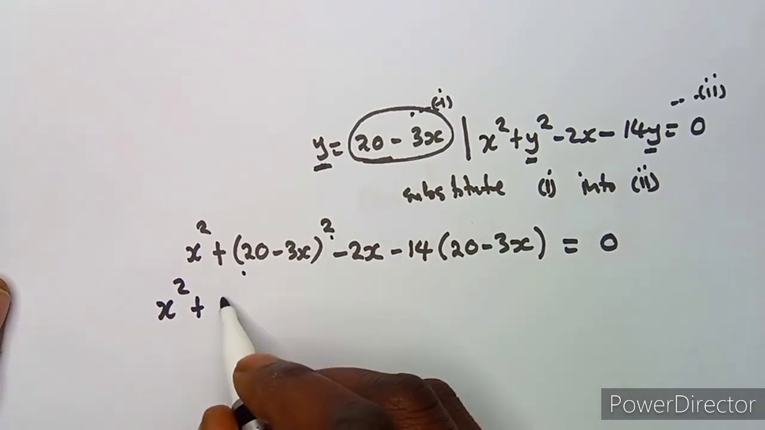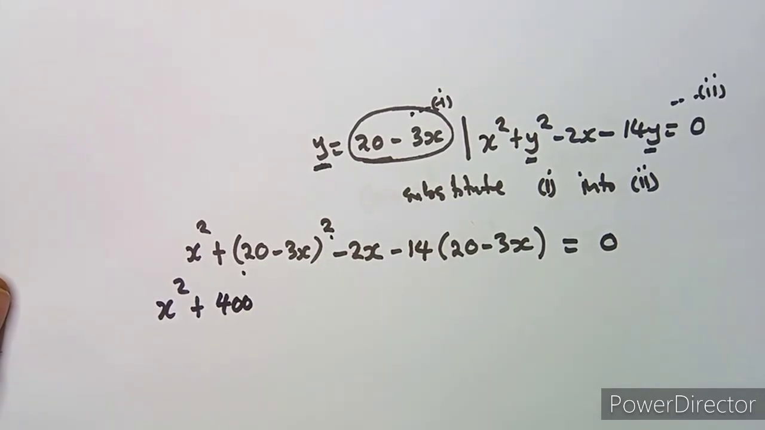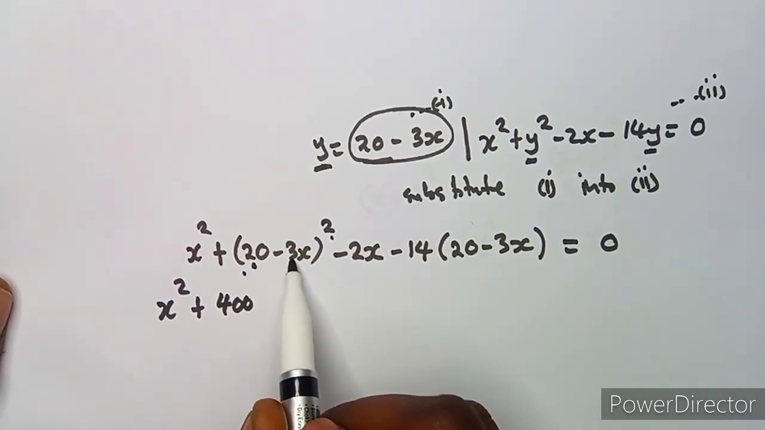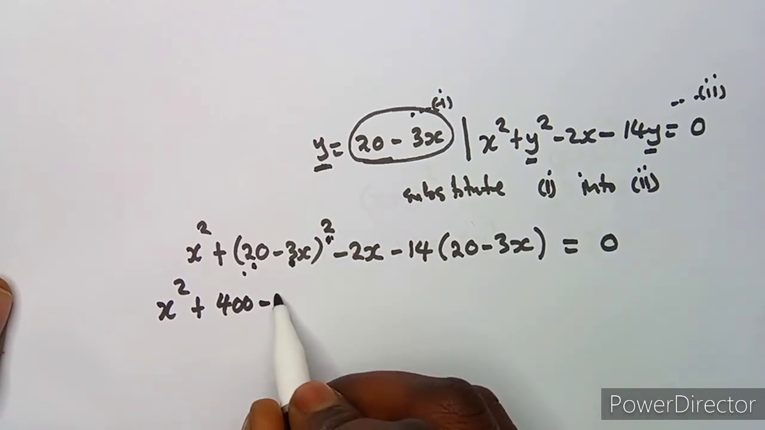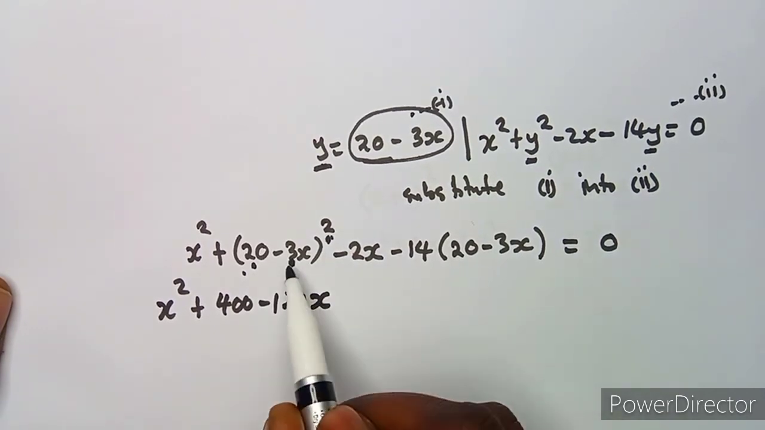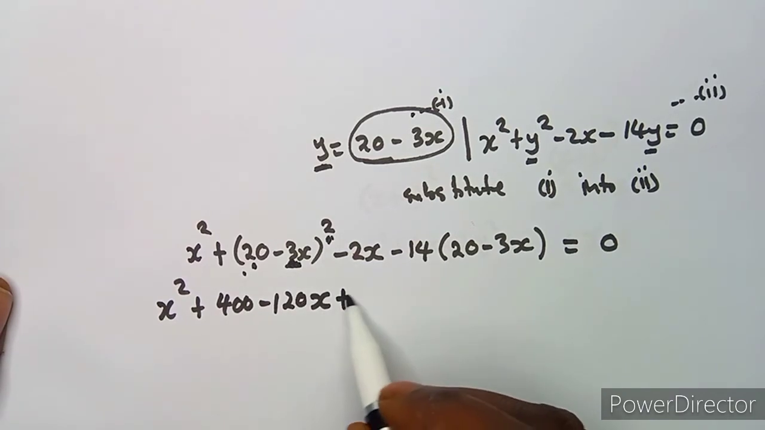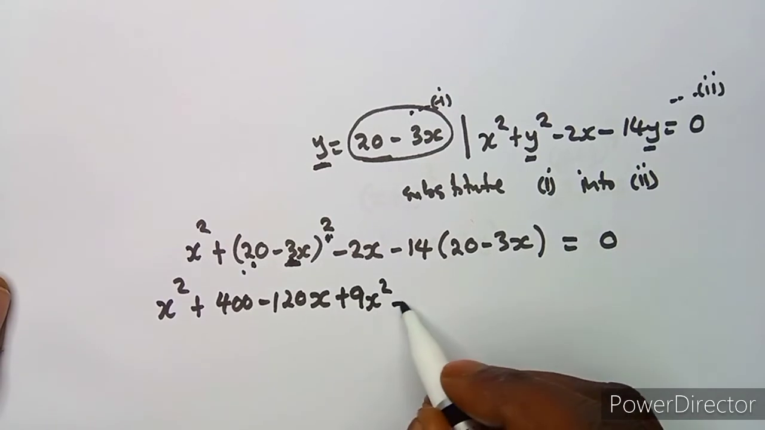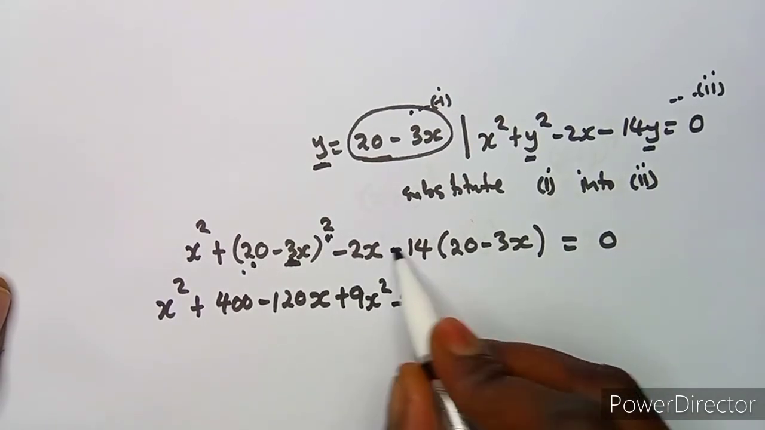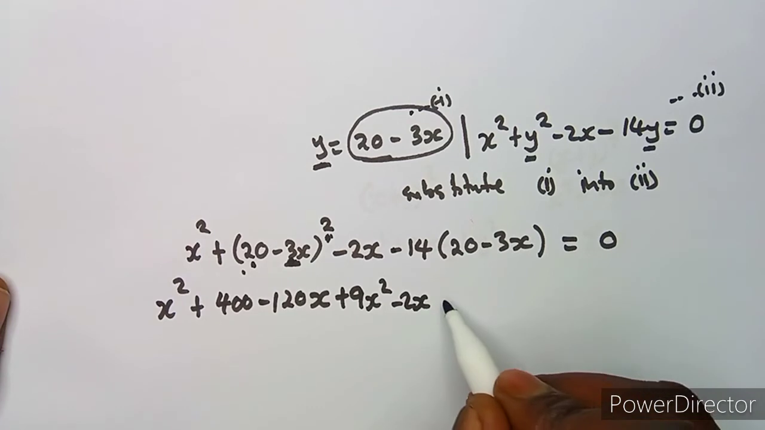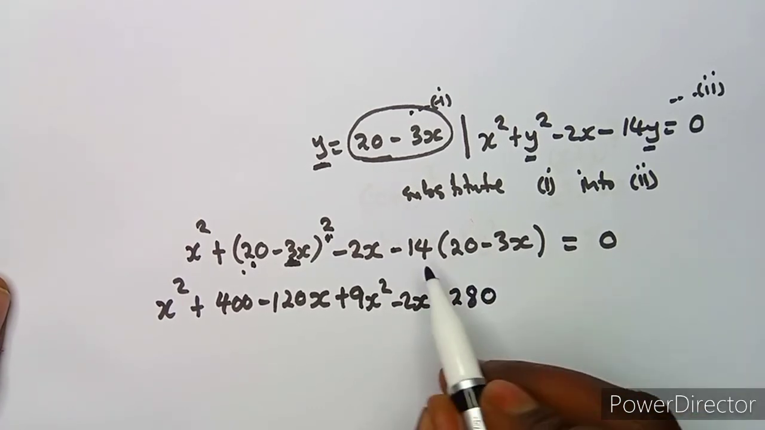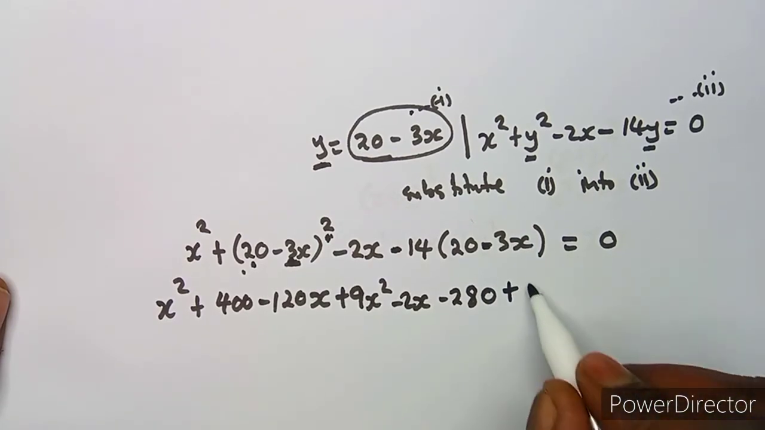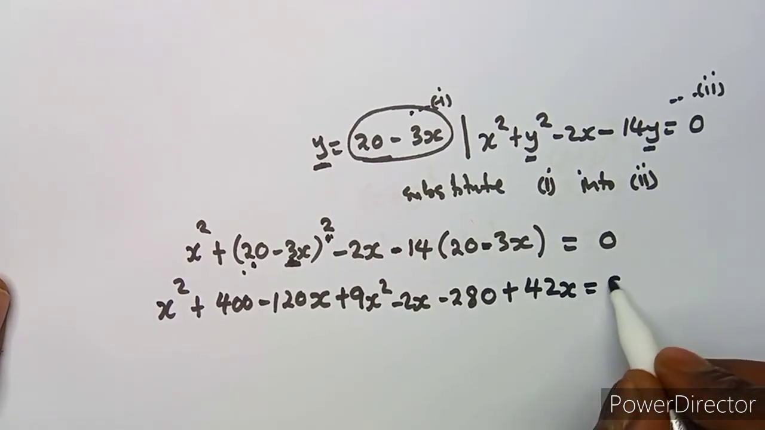So here I'm going to have 20 squared, which is 400. Then I multiply 20 times minus 3x, which is minus 60x, minus 60 times 2, which is minus 120x, then minus 3x squared, which is going to give us a positive 9x squared. Okay, minus 2x, then here we expand the bracket, minus 14 times 20, which is minus 280, minus 14 times minus 3x, which is a positive, as we can see, positive 42x, which is equivalent to 0, like that.